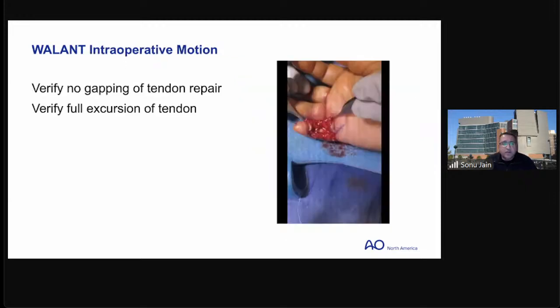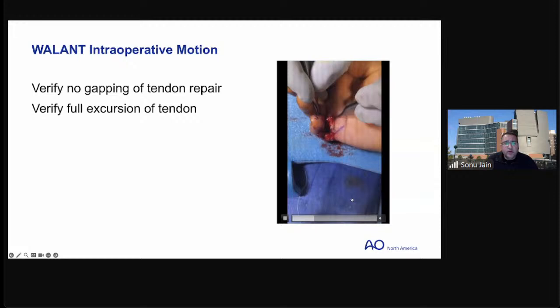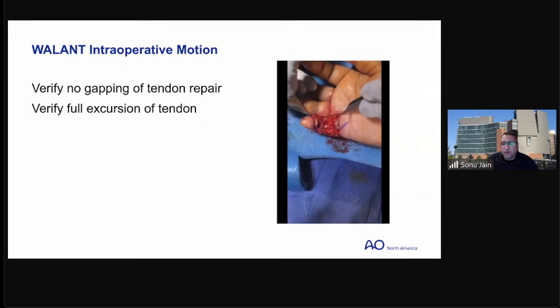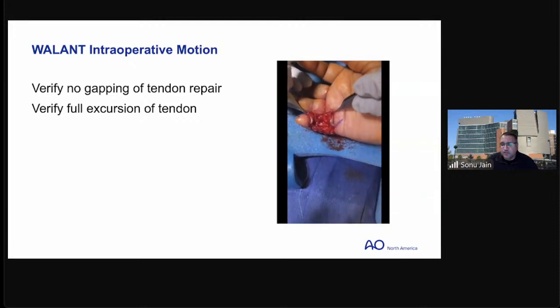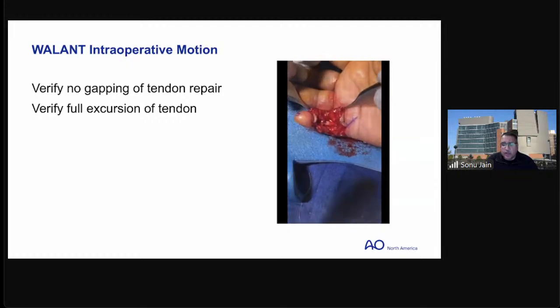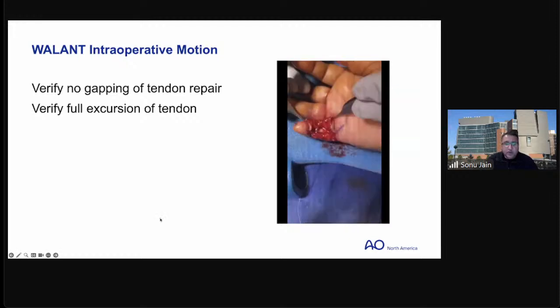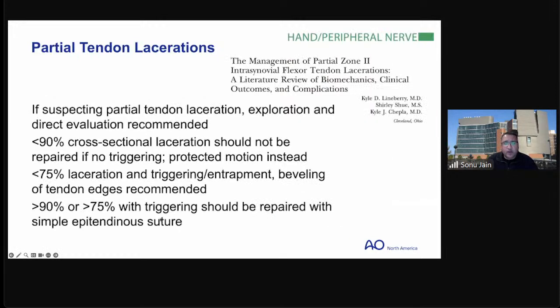So this is a video of mine showing the repair, no gapping, and a full excursion. So I want to make sure that I can get full flexion and full extension, that my repair is not being held up, and that there's no gapping. So you can assess this when you're doing this wide awake or under sedation to wake him up.